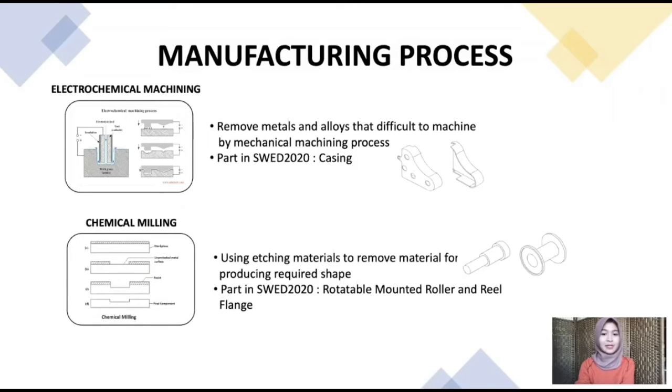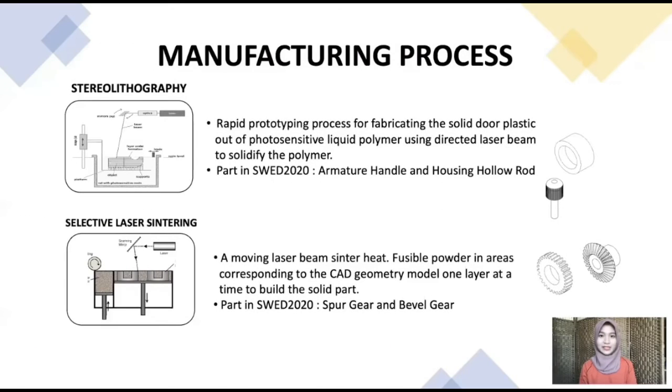Next is chemical milling, or CM. It is a process using etching chemicals to remove material for producing the required shape. The rotatable mounted roller and rear flange will be made by this process, as these processes do not change the properties by heat or stress. Moving on to the next process, which is the stereolithography process.